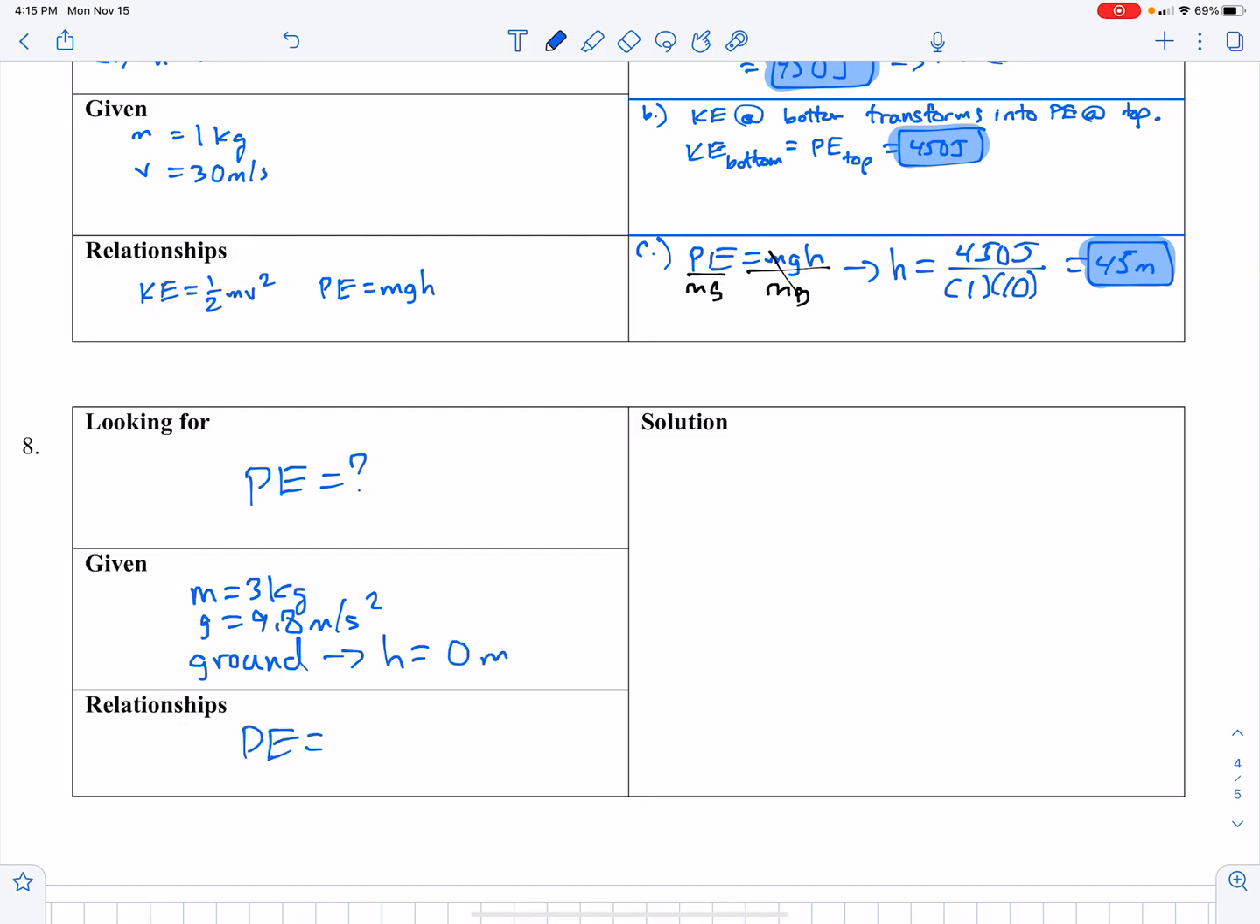So what does this tell us? If we use our equation, 3 kilograms times 10, I should round that up to 10, times 0 equals 0. Potential energy at the lowest point, well, that equals 0.